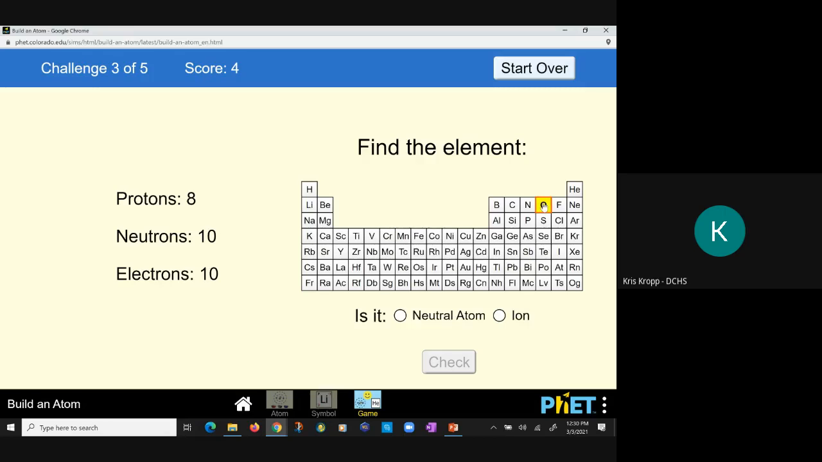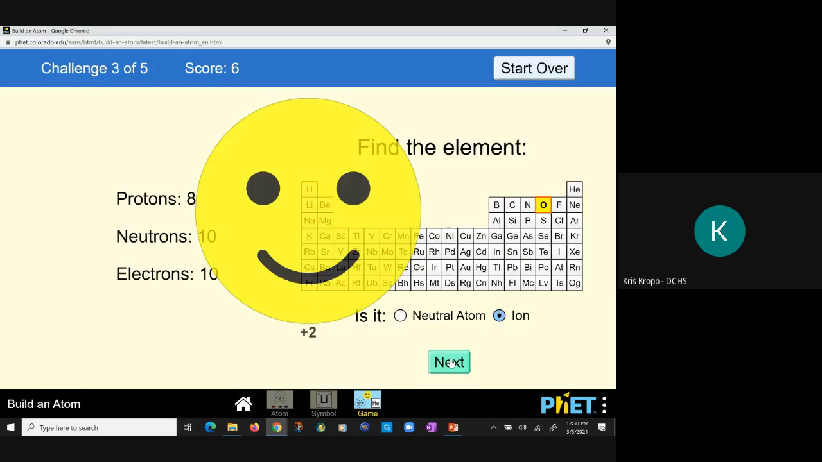Jacob, oxygen. Is it going to be a neutral atom or an ion? All right, I got 2 ions there. Let's check it. Yeah, that's right. How do we know it was going to be an ion? It had an unequal number of protons and electrons, right? We have to look at protons and electrons to see if it's going to be an atom or an ion. If you have an unequal number here, it will be an ion.